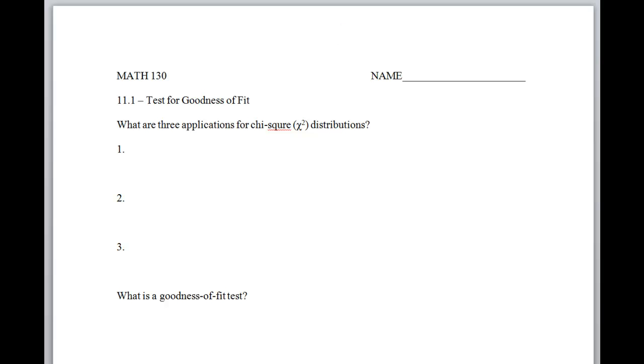Now, in the previous video we talked about chi-square distributions, but there are so many good reasons to have chi-square distributions, and we're going to be looking at one of these three in particular here. A chi-square distribution is really great when you want to test a frequency distribution.